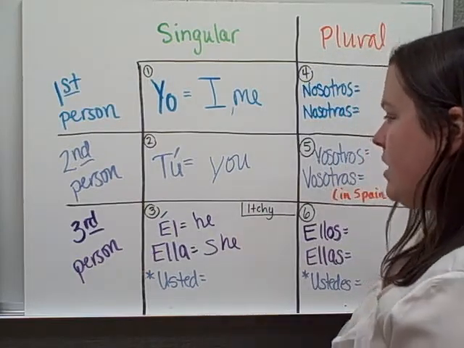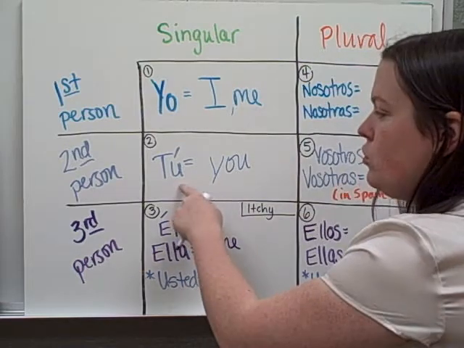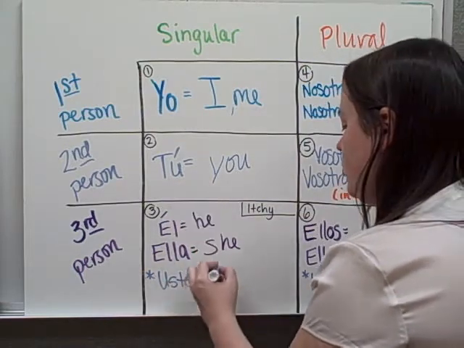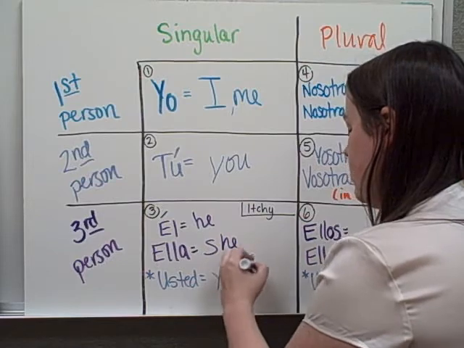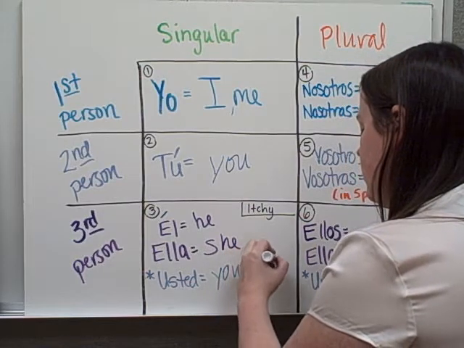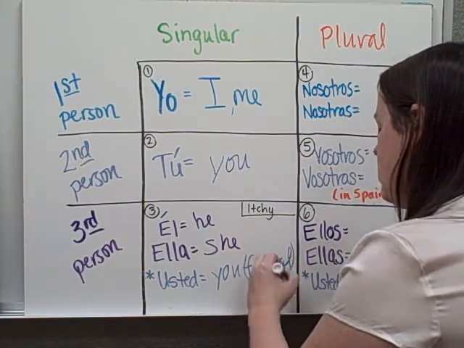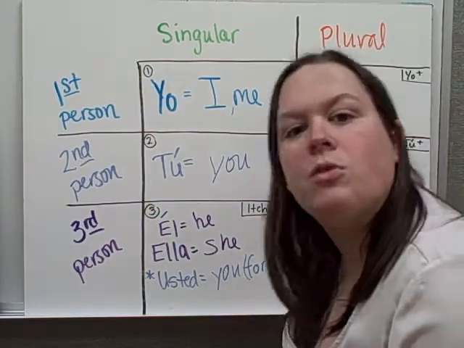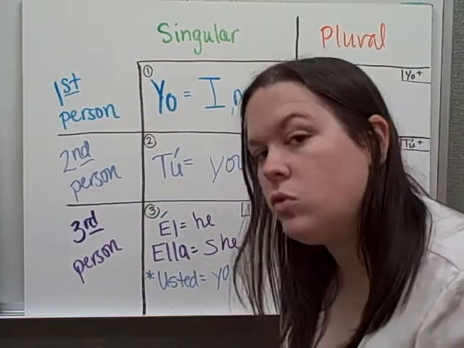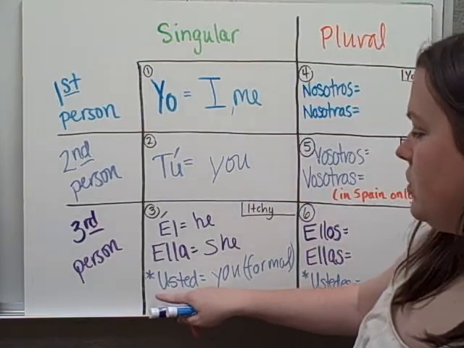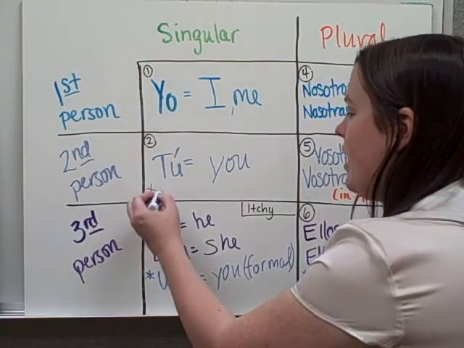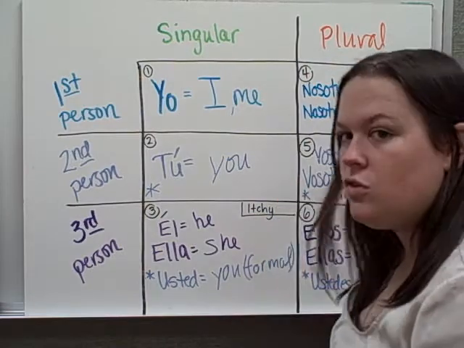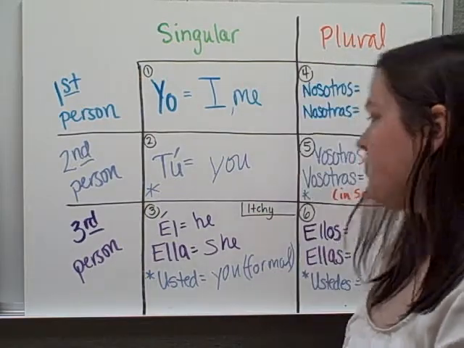Now, usted, there's two ways to say you. Tú, or usted, which is just you, but a little more formal. So I would use usted if you would refer to somebody as sir or ma'am. So that's why I kind of put a little star on it, and it's actually a second person, because you're still talking to them, just a little more politely.